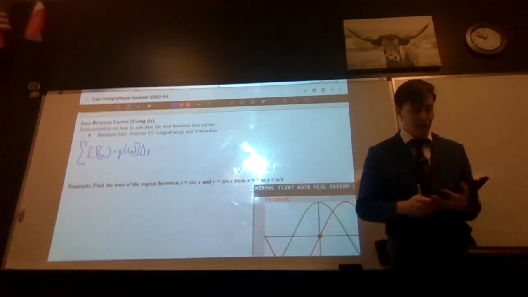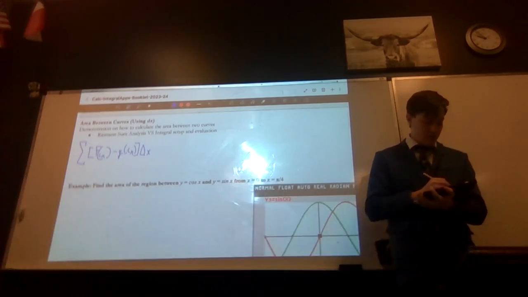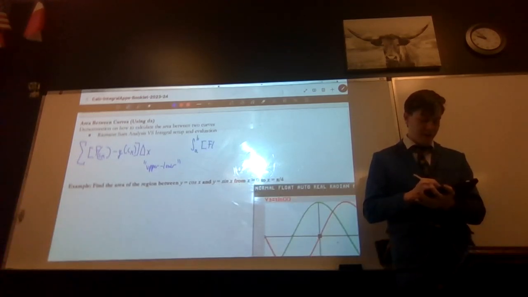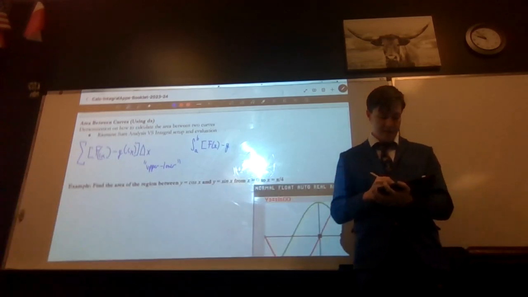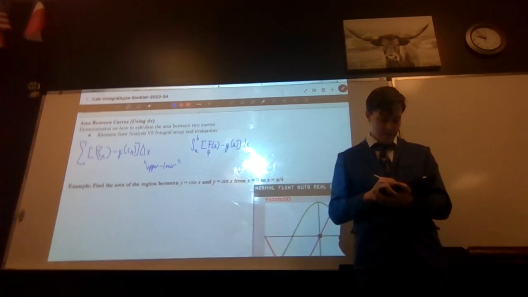However, you are very rarely going to use this. Instead, what we're going to do is just use the upper minus lower rule. The upper minus lower states that if I go from a to b and I'm finding the area between two curves, it is going to be the integral of f of x minus g of x dx, where f is on top and g is on bottom.